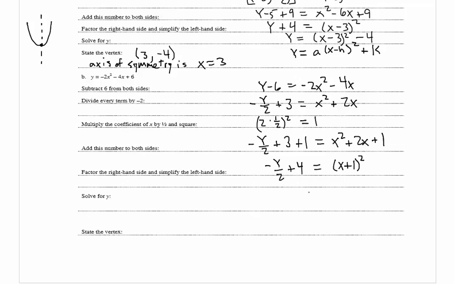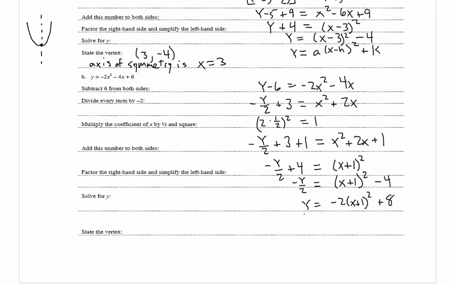And now we want to solve for y. So the first thing I'm going to do is subtract 4 from both sides. So I have negative y over 2 is equal to x plus 1 squared minus 4. And now I'm going to multiply both sides of the equation by negative 2. So I have y is equal to negative 2 times x plus 1 squared plus 8.